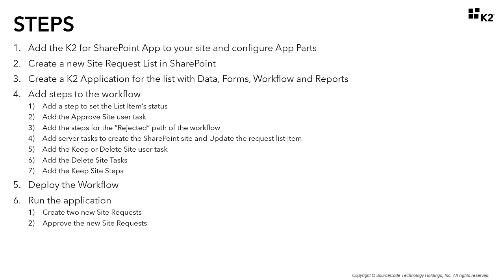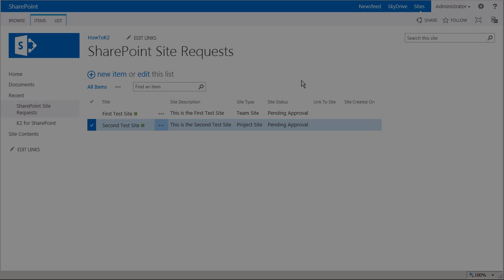For step 6.2, you're going to use the K2 Worklist app part or your email client to approve the new site requests that you just created. Take note, if you did select a specific user to approve that new site request in your organization, you'll need to have that user perform these steps.